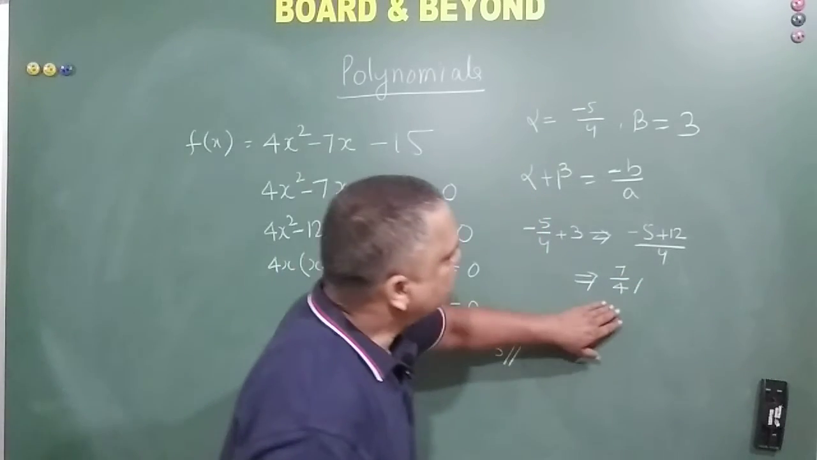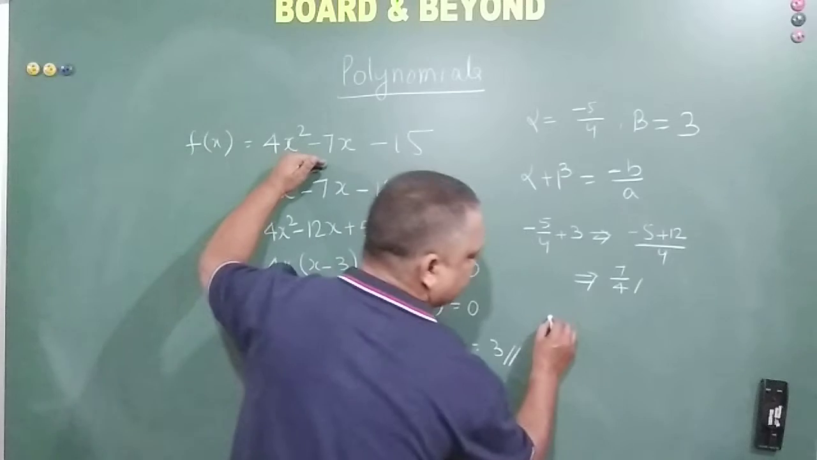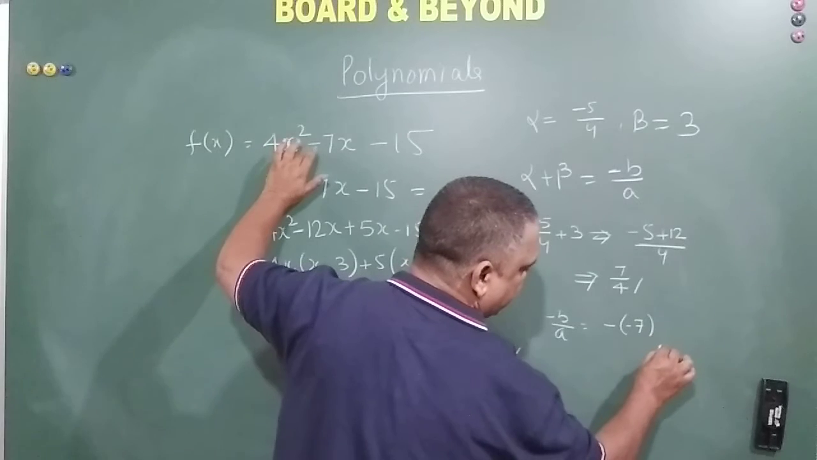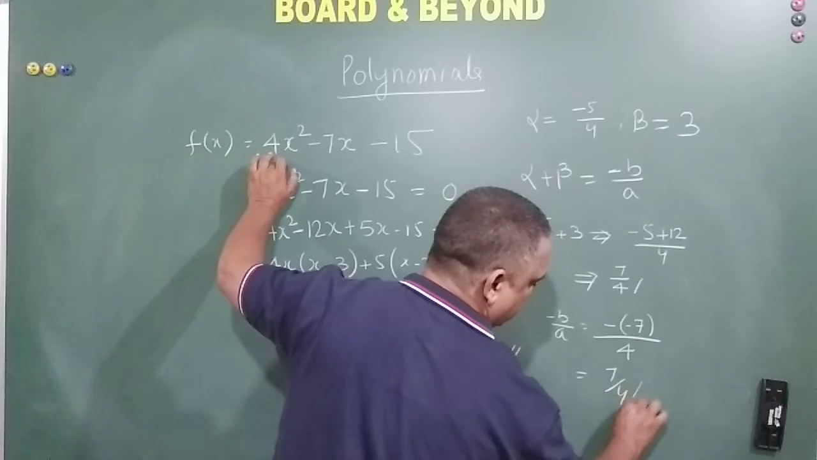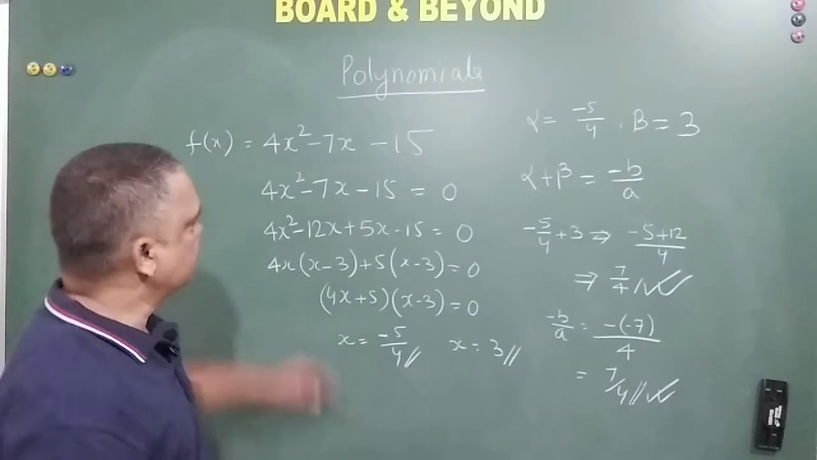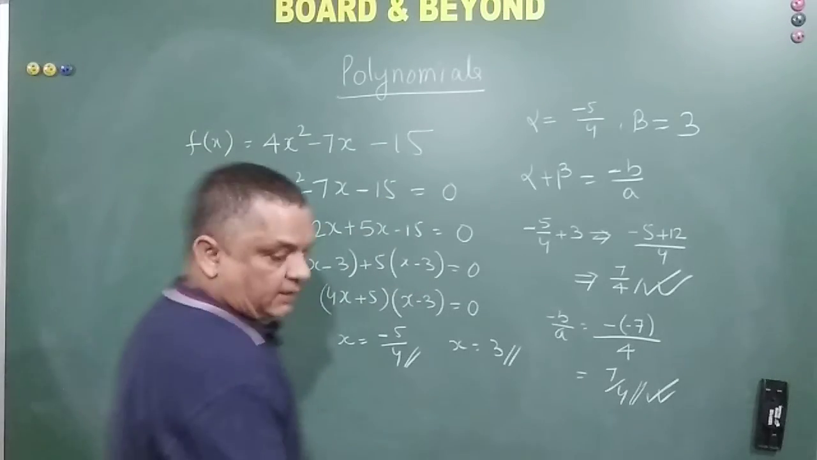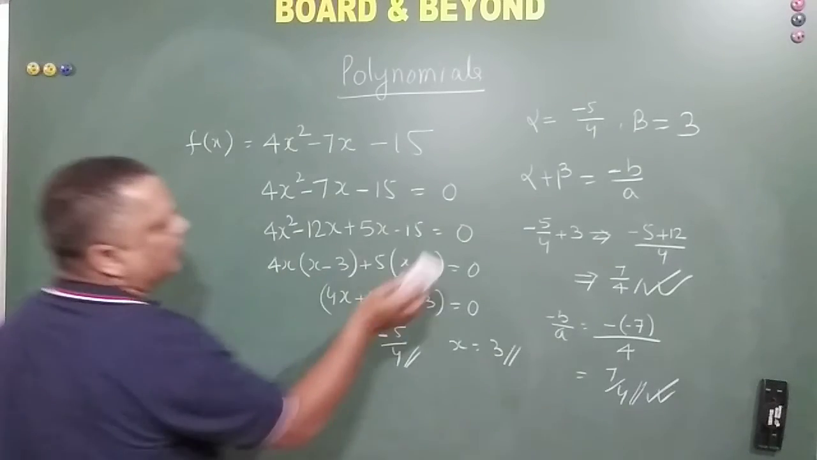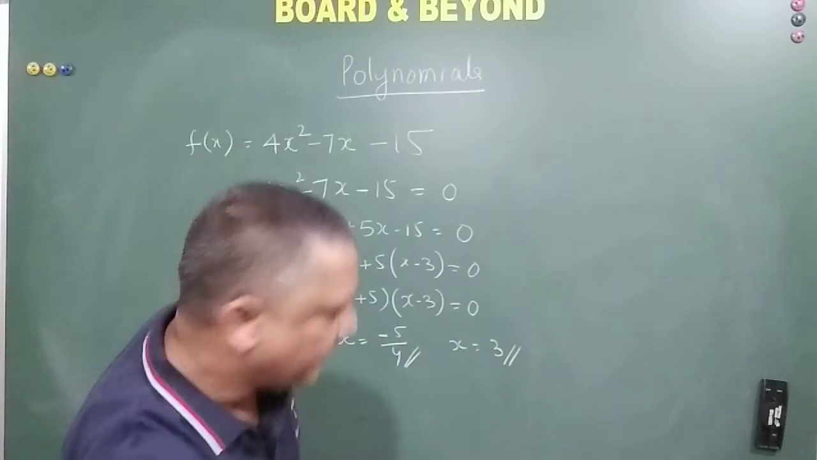Right? Now, let us try to find out minus b by a from the quadratic polynomial. So minus b by a is nothing but minus of minus 7. You can see in the quadratic polynomial here, divided by a, which is 4. This is equal to 7 by 4. Now, have you verified that alpha plus beta is equal to minus b by a holds good for this quadratic polynomial? Similarly, we will also verify alpha into beta.